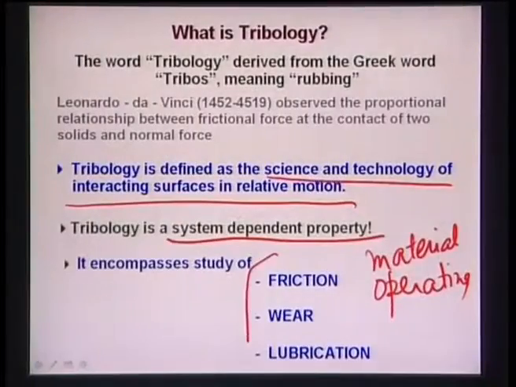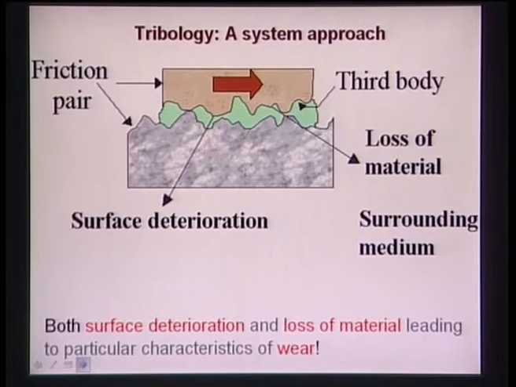Now it encompasses the study of friction, wear and lubrication, and lubrication is mostly related to the mechanical engineer, so we will not be dealing with lubrication here as far as the biomaterials are concerned. Now what is meant by system property here? Suppose this is one body A, this is another body B, so these are like two mating couple. Now if B is replaced by C, then your tribological properties also will be changed.